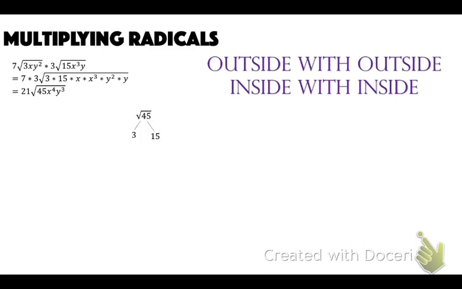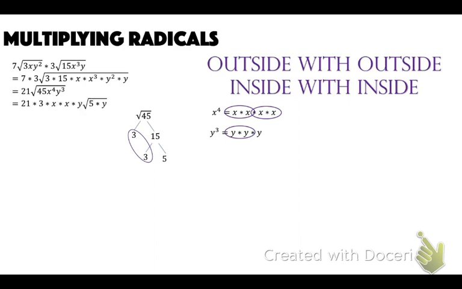Then we can see what we can pull out. Well, 45 breaks down to 3 square roots of 5. X to the 4th, we have 2 groups of x's, and y cubed, we just have 1 group of y's, and we have 1 left inside. So I can pull out a 3, I can pull out 2 x's, and I can pull out a y. And I'm left with 5 and a y inside. So 21 times 3 is 63, x times x is x squared, y, and inside we have 5y.